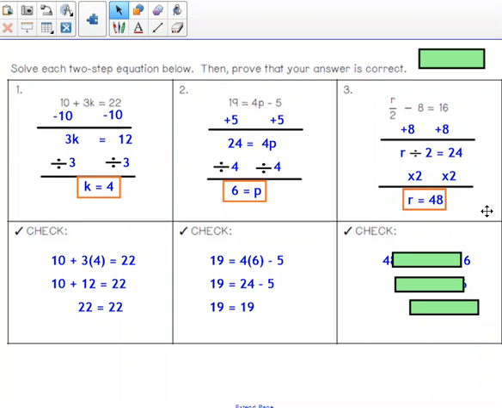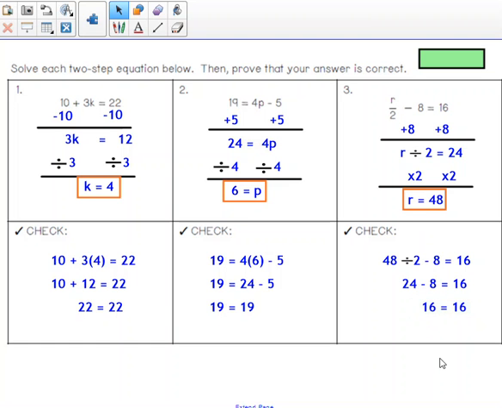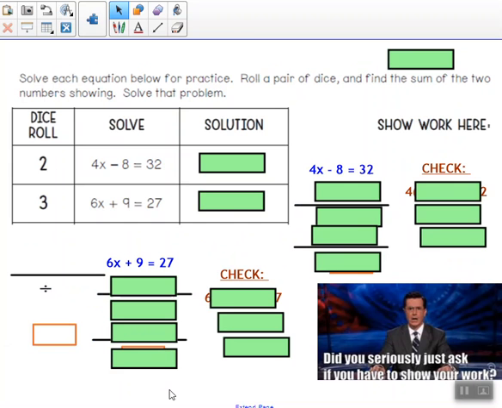Now, we want to double check. So again, plug in a 48 for r and just rewrite the problem. 48 divided by 2 minus 8. It should equal 16. So if I do 48 divided by 2, I get 24. And then if I do the minus 8 part, I get 16. So it checks out okay.